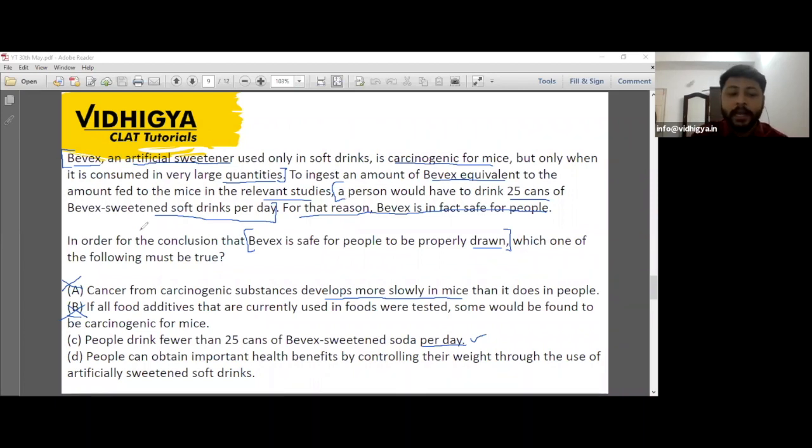Okay, you're getting my point. So C seems good, and C, I'll give it a soft call because I'm not done with the elimination of the last option, and it reads, people can obtain important health benefits by controlling their weight through the use of artificial sweetened soft drinks. This is again something which is irrelevant. You observe things written like this in the answer option and you tag it as an invalid option.